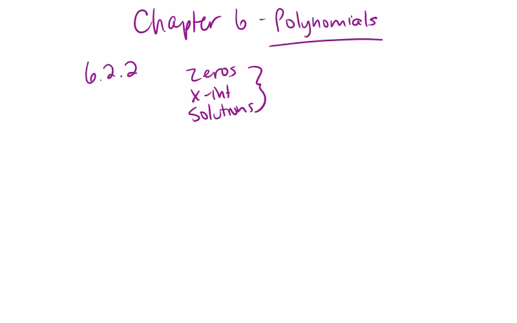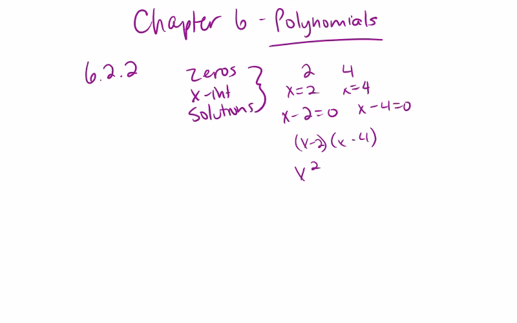So if I have something simple like a quadratic, and the zeros are 2 and 4, so x would equal 2 and x would equal 4. Well, then the factors would be x minus 2 equals 0 and x minus 4 equals 0. If I put those together in a quadratic, it would be x minus 2, x minus 4, and then the function would be x squared minus 6x plus 8. Okay, so we have the zeros, the x-intercepts, the solutions. These are the factors, and this is the function.